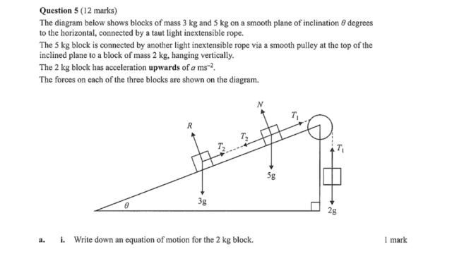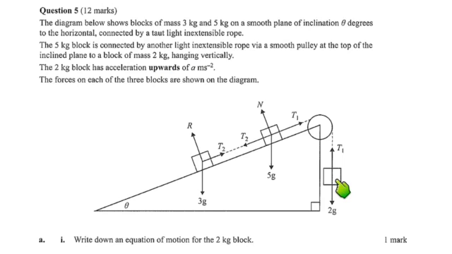It looks like we've got an inclined plane problem here with connected masses all over the place. The diagram shows blocks of mass 3 kilograms and 5 kilograms on a smooth plane, so no friction, of inclination θ degrees to the horizontal. They're not giving us the value, it's just θ, connected by a taut, light, inextensible rope. The 5 kilogram block is connected by another light, inextensible rope via a smooth pulley at the top of the inclined plane to a block of mass 2 kilograms, hanging vertically.